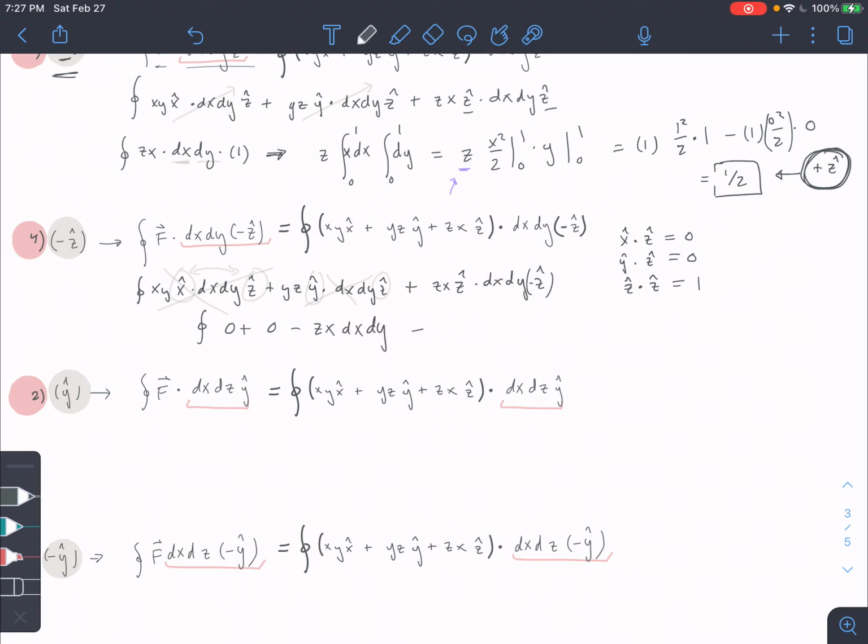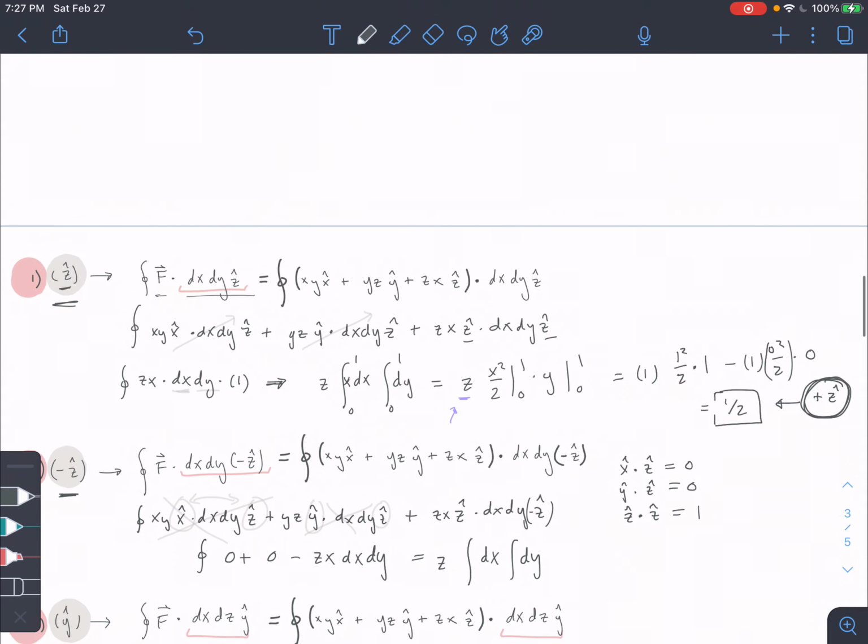Okay, so then we're going to have the integral of, we're going to pull out that z as a constant, and then we have x dx, and then dy. So now we want our bounds, right? So we're looking at the negative z hat side. So let's go back up here.